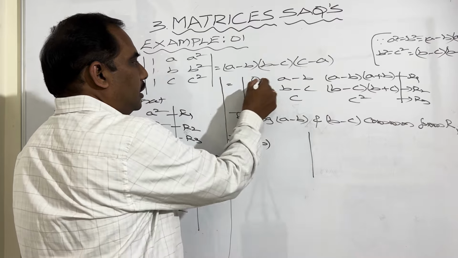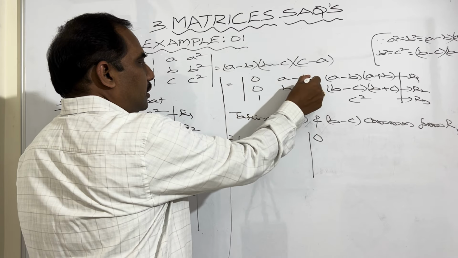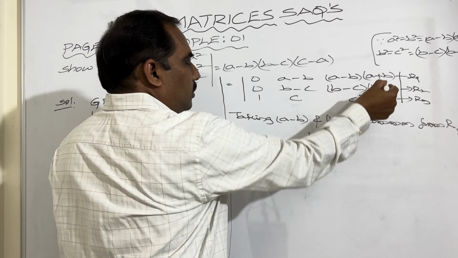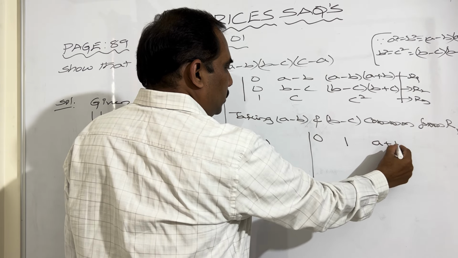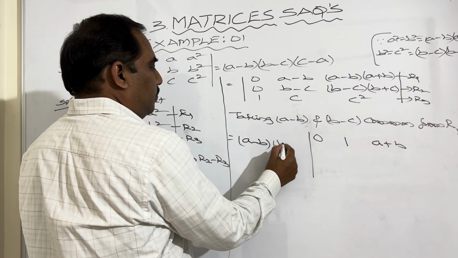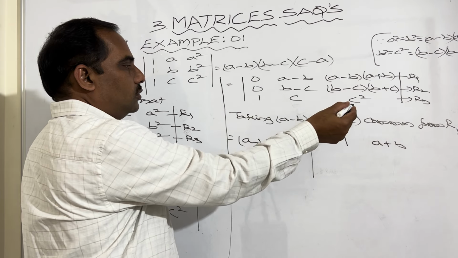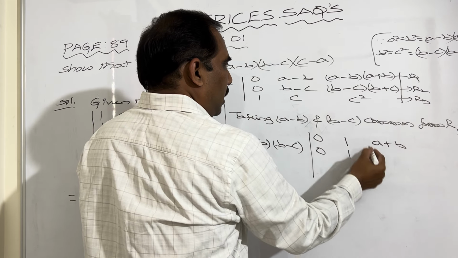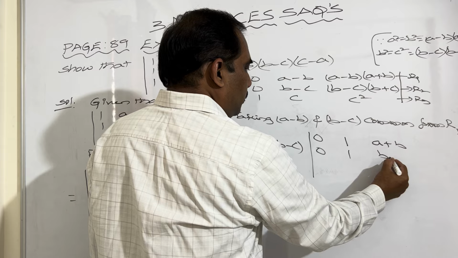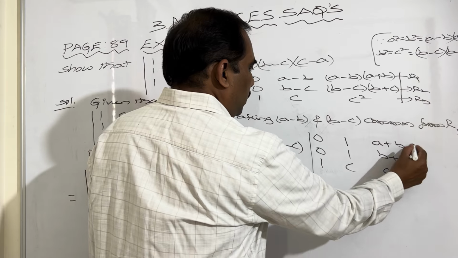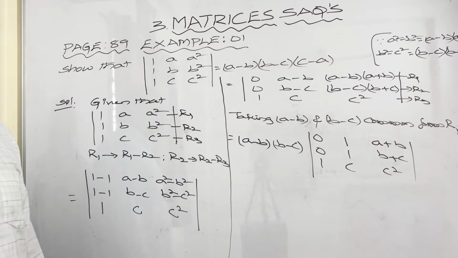see what we get here, 0. After taking the a minus b common, 1, and a minus b common here, 1 into (a plus b), that is a plus b only we get. And again here after taking the b minus c common from R2, we get here 0 and this is 1. Here 1 into (b plus c), that is b plus c we get. And the last row I am not changing anything, writing the last row as it is only.